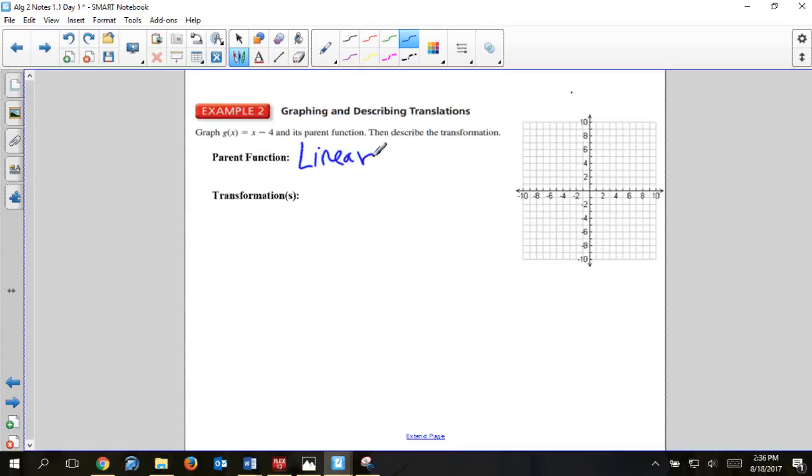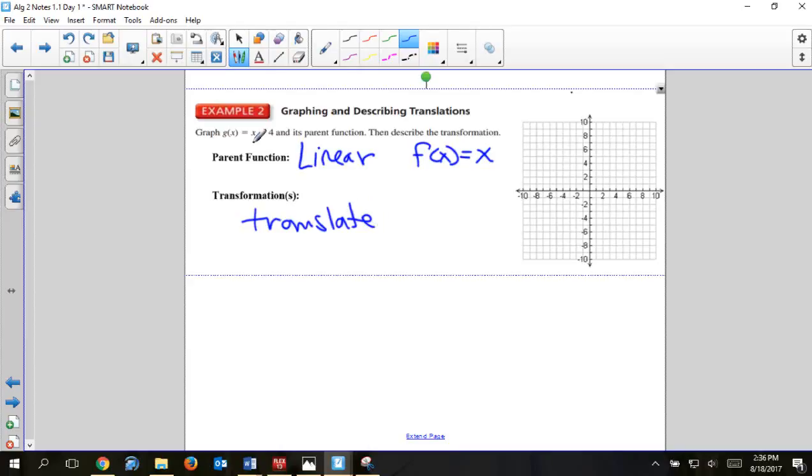The parent function for the linear is f of x equals x. So this one is x minus 4. How is that one different than x? What do we have? We have that minus 4. Is it in parentheses? So is this vertical or horizontal? Vertical. So we're going to translate it vertically. And when it's vertical, the sign is the same. So if it says minus 4, where is it translating vertically? Down 4.